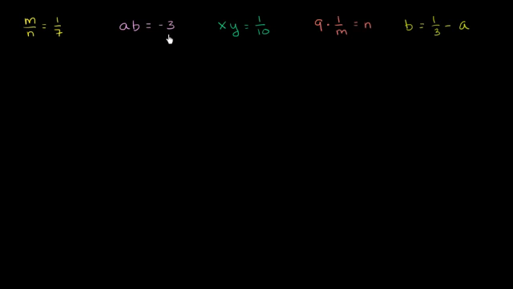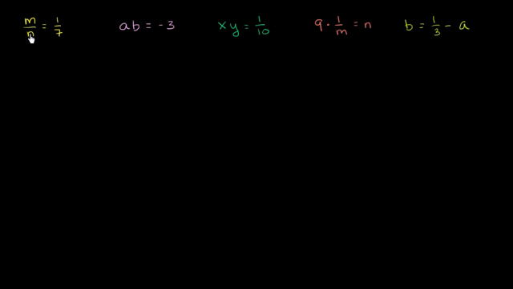I've written some example relationships between two variables, in this case between m and n, between a and b, between x and y. And what I want to do in this video is see if we can identify whether the relationships are a direct relationship, whether they vary directly, or maybe they vary inversely, or maybe it is neither. So let's explore it a little bit.